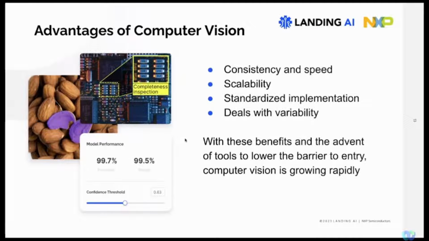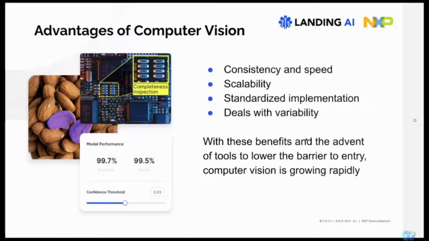Scalability is another piece of this, right? With a computer vision solution, you can easily scale it out to multiple locations, multiple applications. It's a more standardized implementation when you compare it to some of the more traditional technologies. So I'll talk a little bit more about the development process in the coming slides, but essentially you follow the same basic steps for creating each computer vision model. So it allows you to do that scalability that we're talking about.